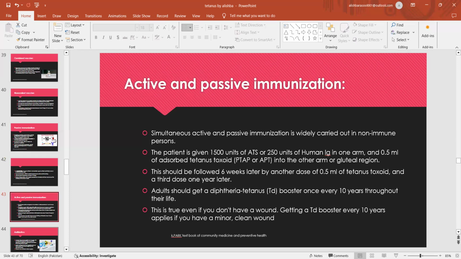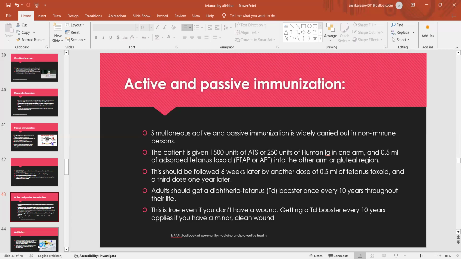Active and passive immunization. Simultaneous active and passive immunization is widely carried out in a non-immune person. The patient is given 1500 units of ATS or 250 units of human immunoglobulin in one arm, and 0.5 ml of the adsorbed tetanus toxoid, PTAP or APT, in the other arm or the gluteal region. This should be followed 6 weeks later by another dose of 0.5 ml of tetanus toxoid and a third dose 1 year later. Adults should get a diphtheria tetanus booster once every 10 years throughout their life.